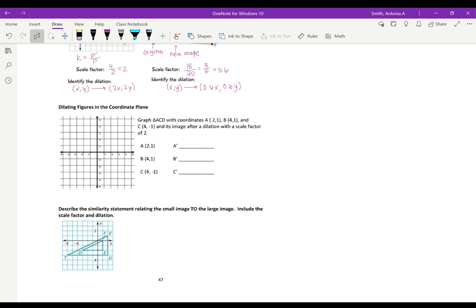Okay, I'm going to change these points a little bit because when we do our dilation, we're going to end up off our graph a little bit. So I'm going to change all of the x values to be negative. Okay, so instead of 2, 4, and 4, it's -2, -4, -4. Okay. So let's graph that original triangle, ACD. So A is (-2, 1). B is (-4, 1).